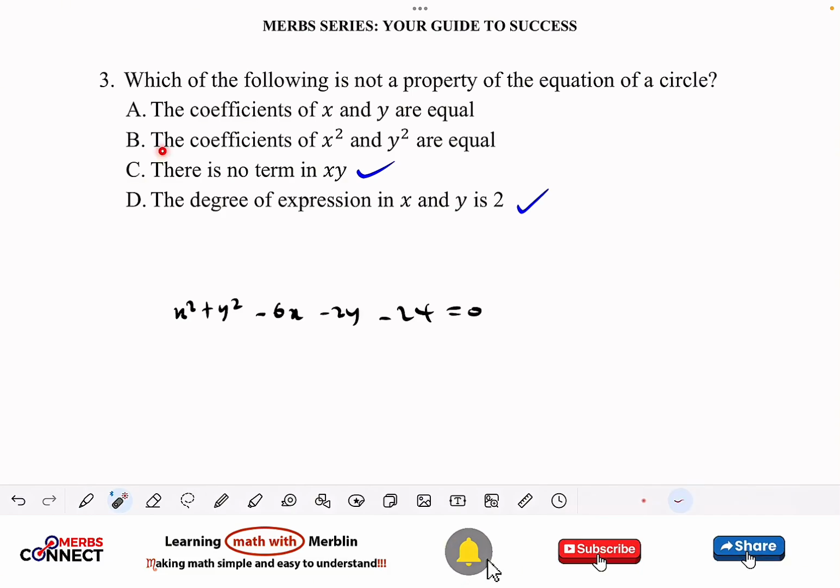Now the coefficients of x squared and y squared are the same, which is very true, because the coefficient of this and this should always be the same. And then the coefficients of x and y are equal? No, it is possible to get a question where the coefficients of x and y are not equal, for example, this is the equation of a circle, but the coefficients of x and y are not the same. So this is out. So our answer here is going to be this, which is not a property of the equation of the circle.